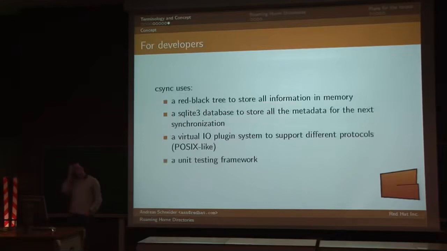Just for some developers who are interested in how this is done, csync uses a red-black tree to store all the information in memory, so it is really fast, especially on update detection. And if you do reconciliation, then this is completely done on the red-black tree, and it is really fast. If you have a lot of files, it can normally do it in less than 1 second.